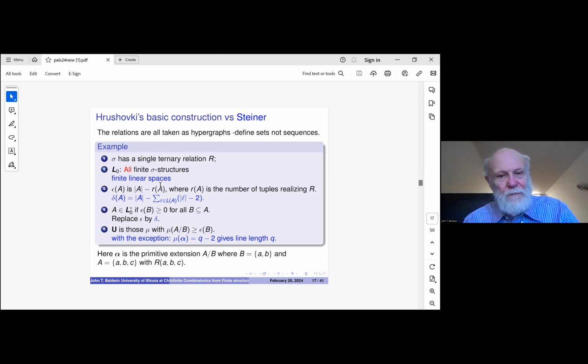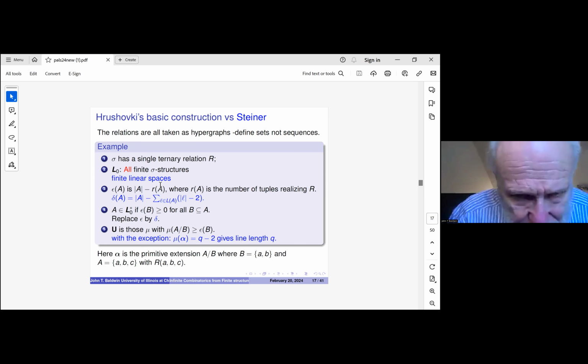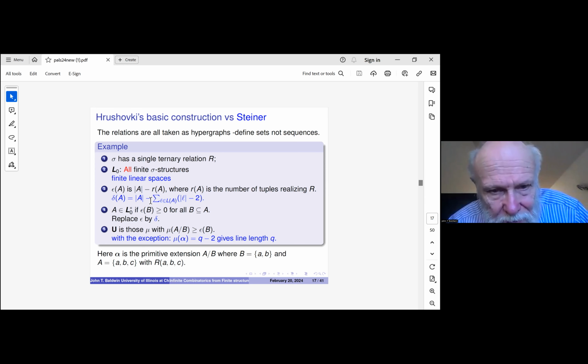Now we're going to do something that comes out of the theory of matroids. This notion is due to Gianluca Paolini. You count lines, and the dimension of a line is the length of the line minus 2. And so now delta of A.